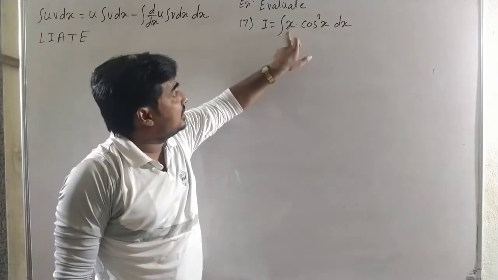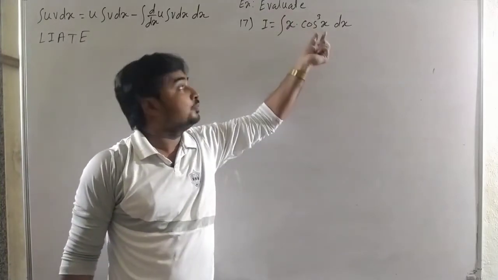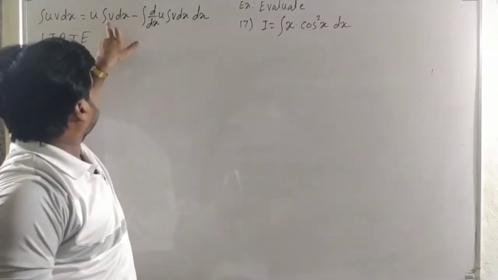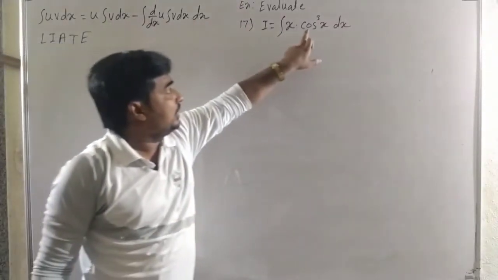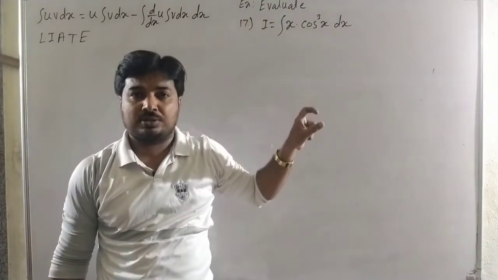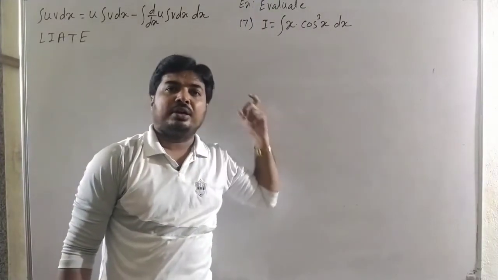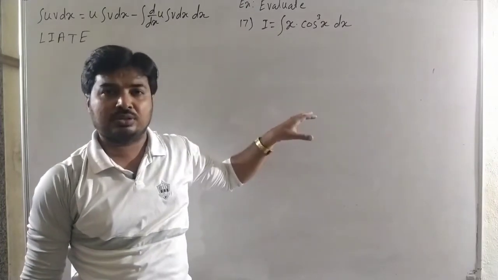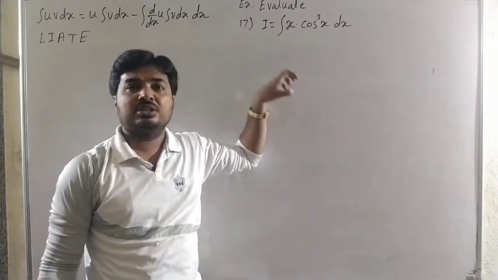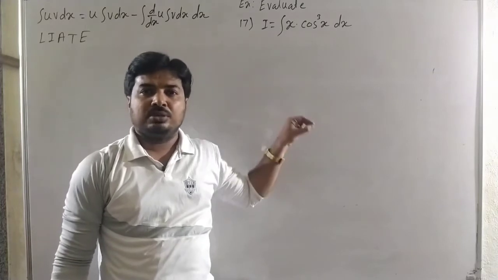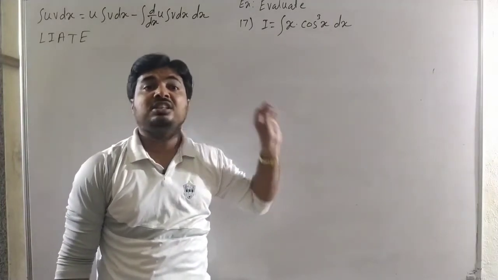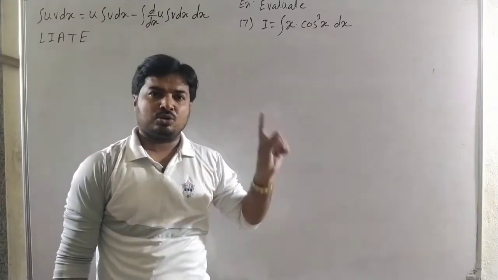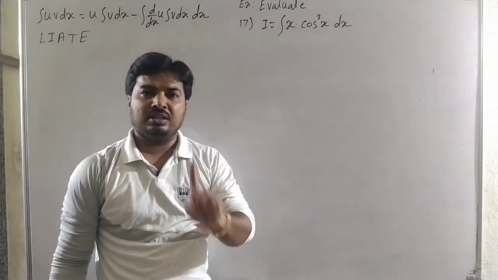Here it is an algebraic and trigonometric product. We can find it by u into v. We can find the integral of v. Here we need the integral of cos cube x, and to find it, we use the formula for cos cube x, which comes from the formula for cos 3 theta. The formula for cos 3 theta is 4 cos cube theta minus 3 cos theta.